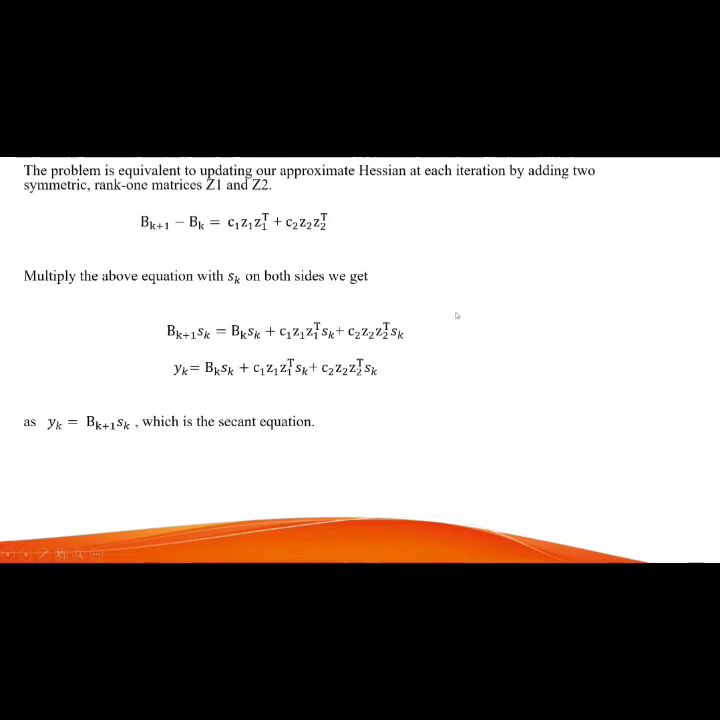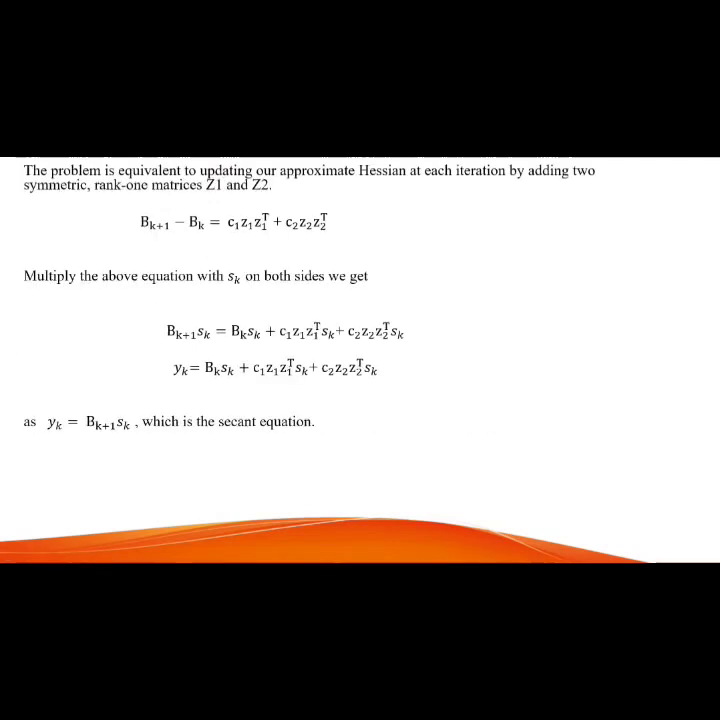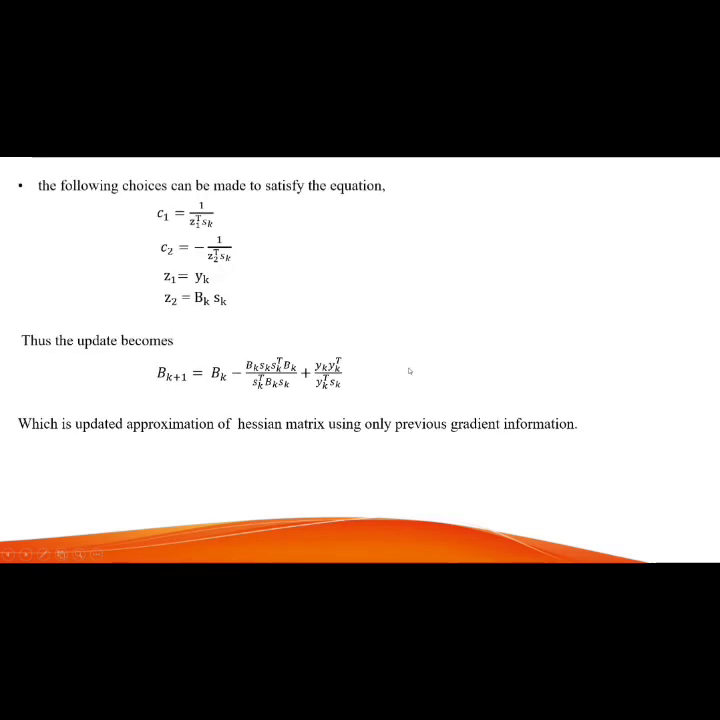The following choices can be made to satisfy this equation: C1, C2, Z1, Z2. If we substitute these C1, C2, Z1, Z2 in this equation, we get bk plus 1, where bk plus 1 is the updated approximation of the Hessian matrix using only previous gradient information. See, we formulate bk plus 1 using only gradients. That is, yk is equal to gk plus 1 minus gk, and sk is xk plus 1 minus xk.